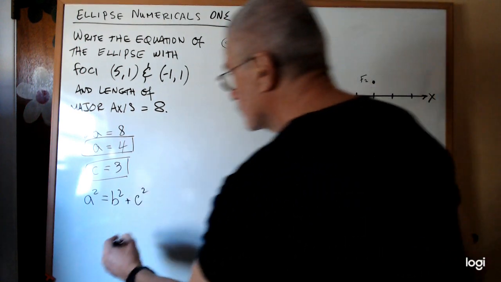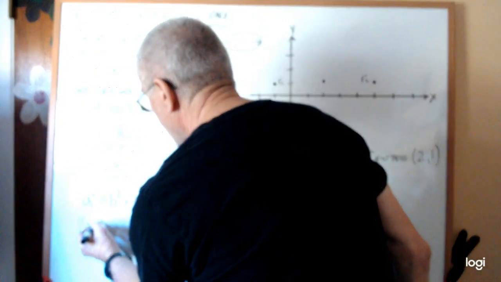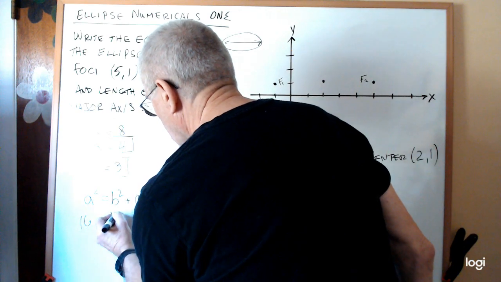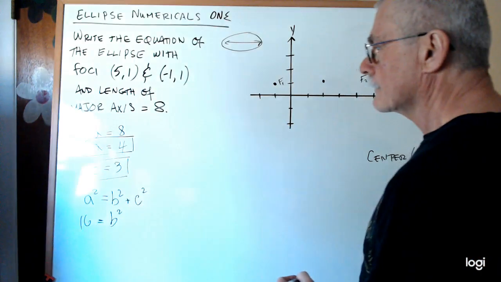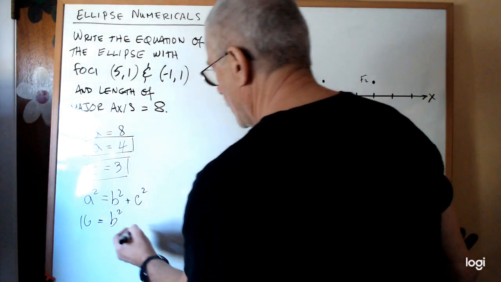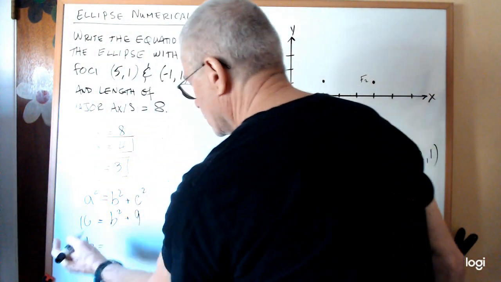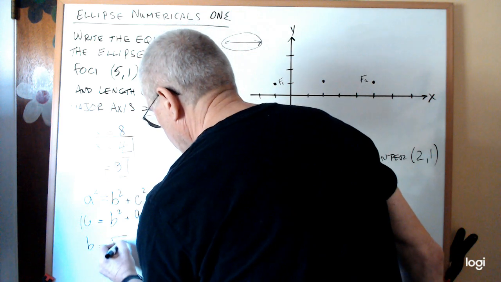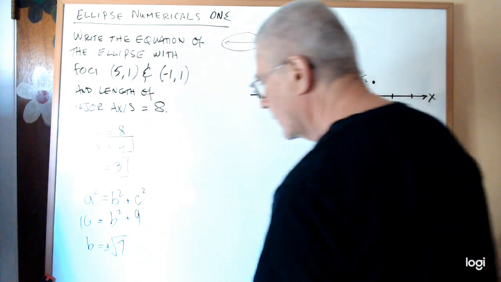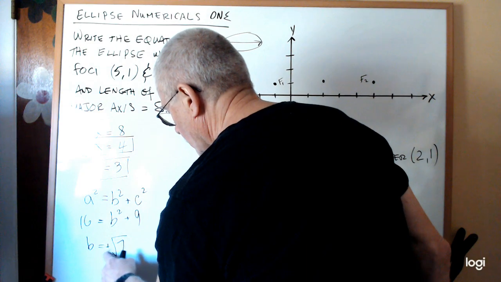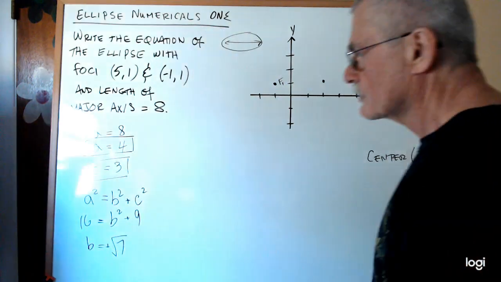Okay, so let's work this out. A squared is 16. We're looking for b. C squared is, of course, 9. So b equals radical 7, plus or minus, actually. But we're just going to use the positive, and we're going to use the idea of the minus to go in the other direction.